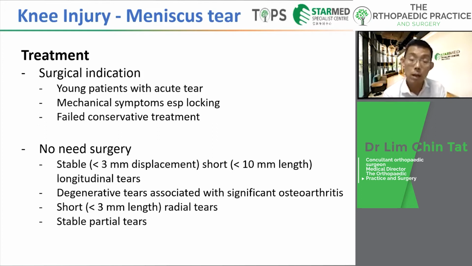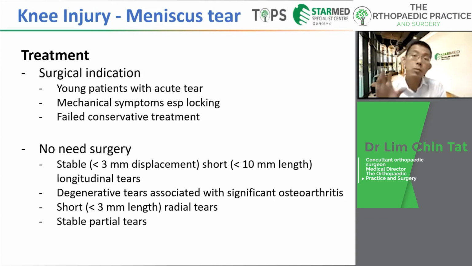Young patient with acute tear. If they present to me early and I do the scan, I tend to push for surgery because I want to salvage the meniscus. Because the earlier you do the surgery, the higher the chance that you can repair the meniscus. So there are a few forms of treatment which I should go through.